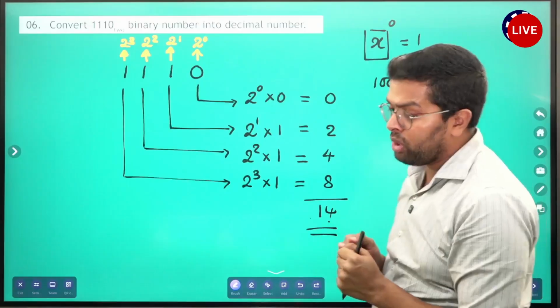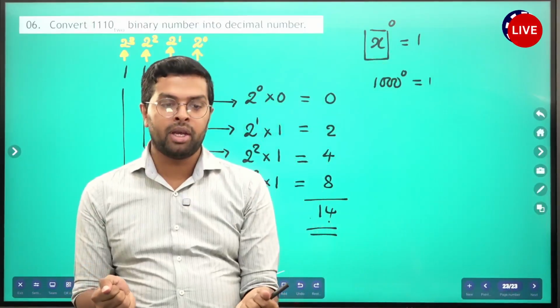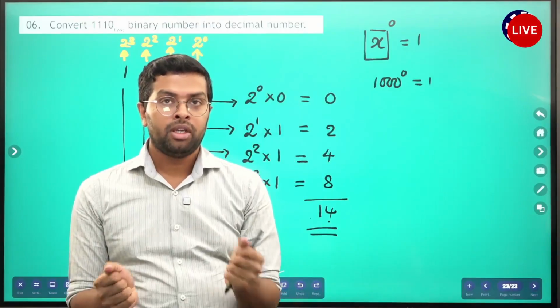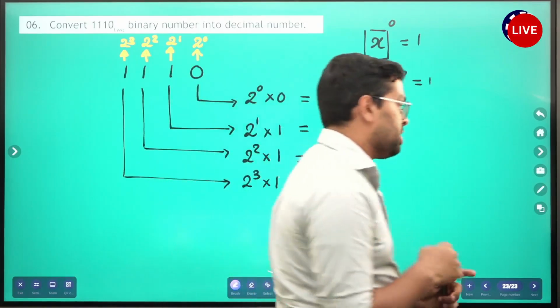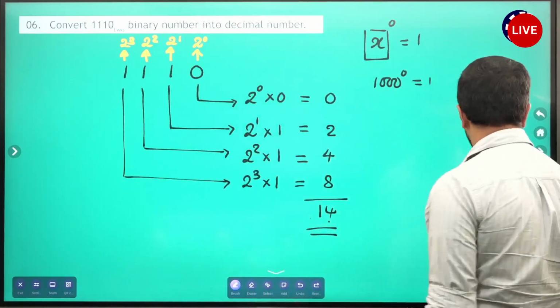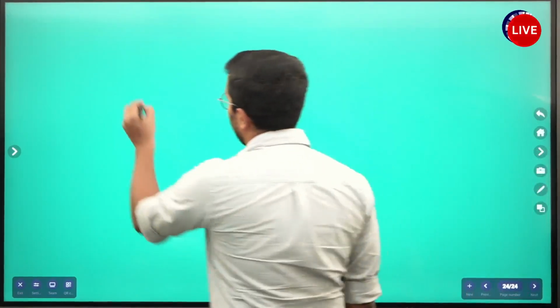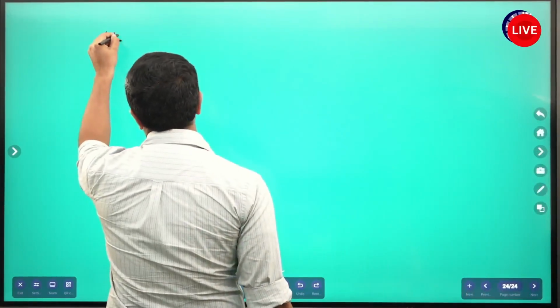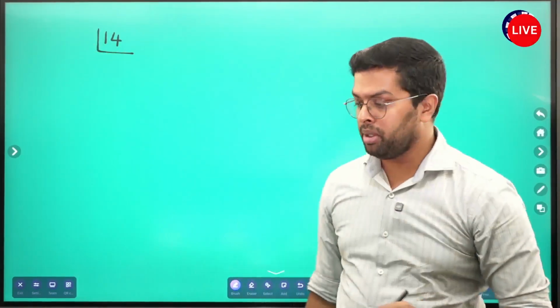So we know how to convert a binary number into a decimal number. Shall we convert a decimal number into a binary number? Yes, we can. Right. Let's get the same example. 14, a decimal number. Let's convert this into a binary number.